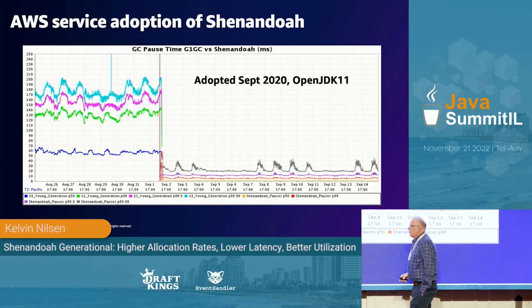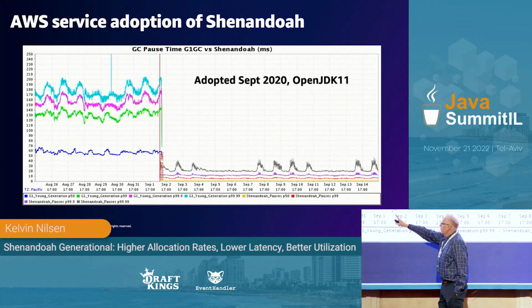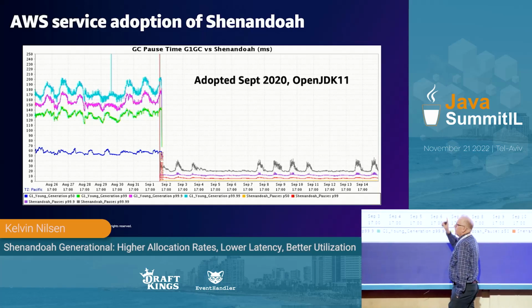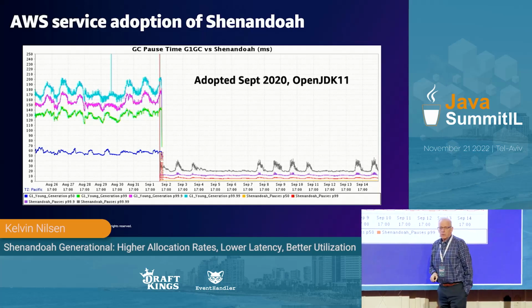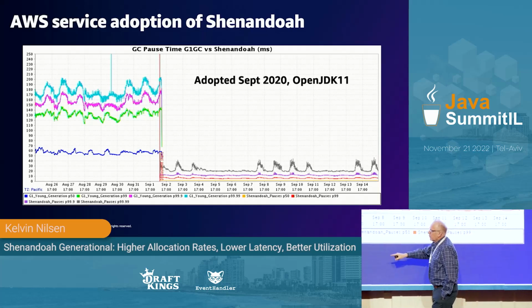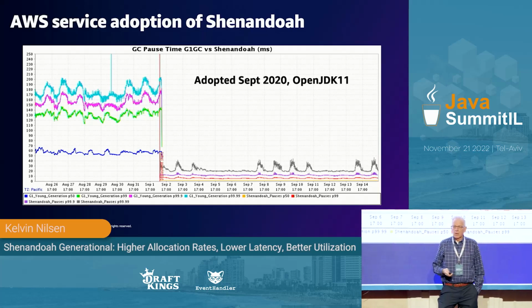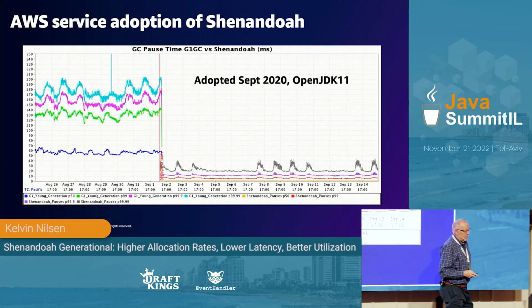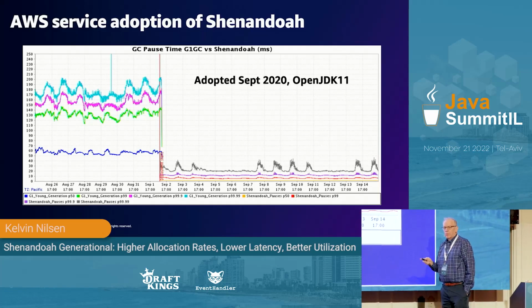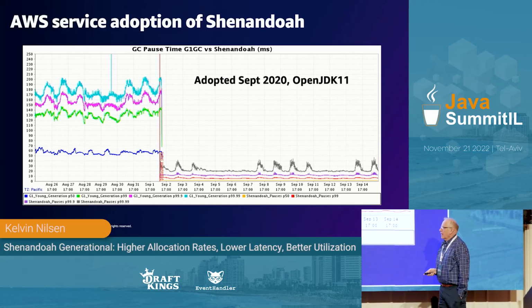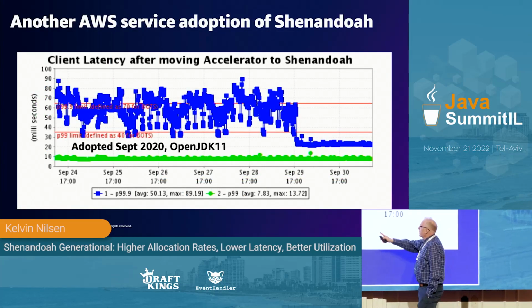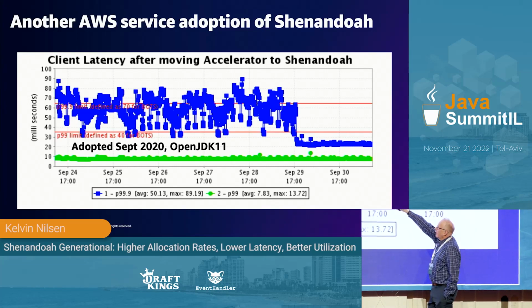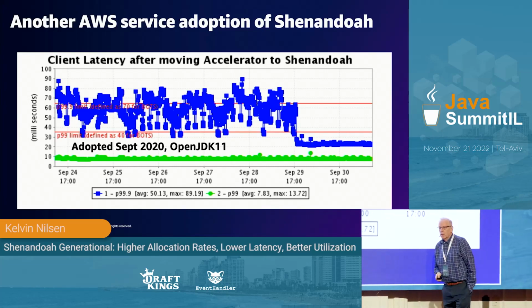And after this service switched to Shenandoah, and this was with JDK 11, they got their P99s down to no more than about 40 milliseconds. And they got their P50s down to about 10 milliseconds. So we began seeing services move from G1 to Shenandoah in that time frame. Another service transitioned in September and got similar benefits.